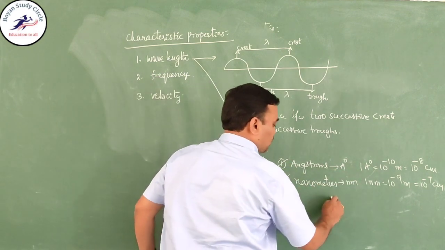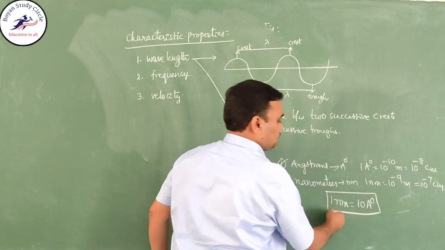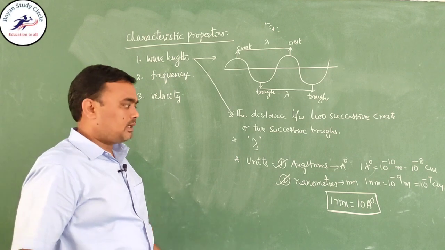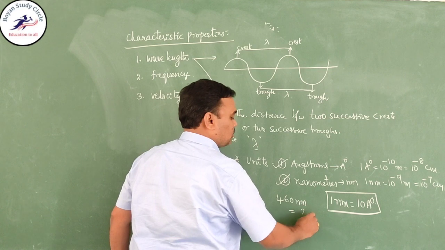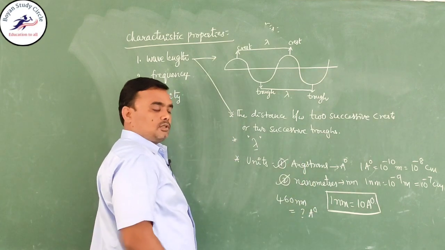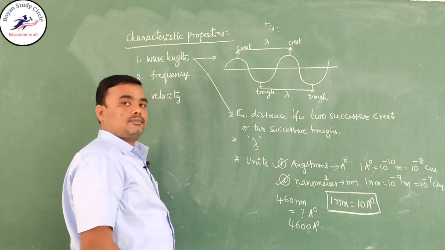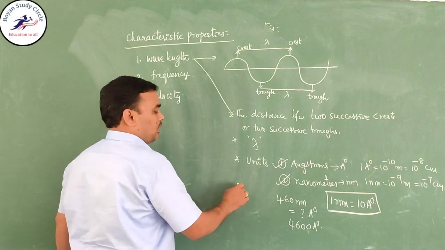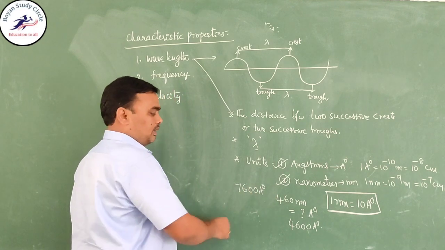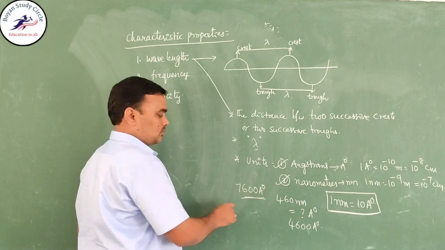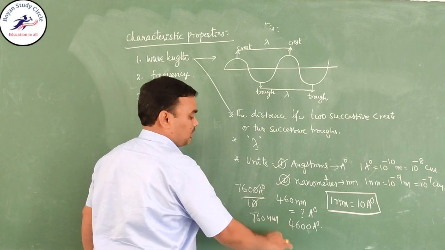Whenever you come across the conversion, 1 nanometer is equal to 10 angstroms. For example, if you are asked 460 nanometers is equal to how many angstroms? Just multiply with 10, so you get the answer 4600 angstroms. For example, if 7600 angstroms are given, how many nanometers is it equal to? Divide by 10, and you will get 760 nanometers, right.